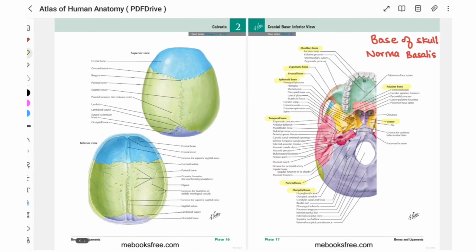This is your base of skull when viewed from the base. This is norma basalis. Just like this, first read the gross features, then the inside features. Do not read everything in continuation. First see the gross features, the gross bone parts, and then read everything else in detail.